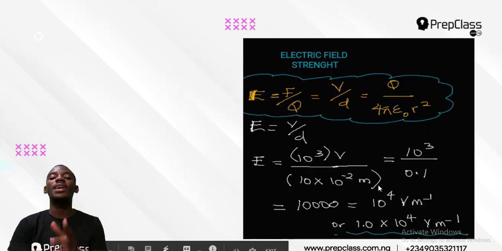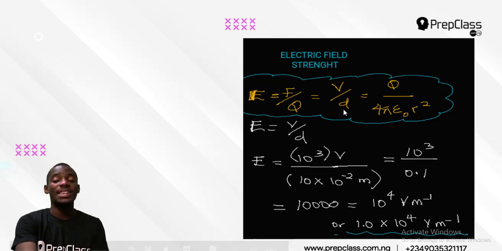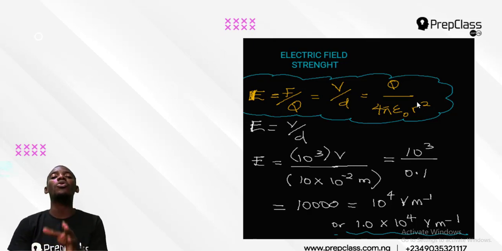This is the formula for electric field. E equals F over Q, or E equals V over d, or E equals Q over 4 pi epsilon naught times r squared. These are the formulas for electric field. Now some of these formulas we might want to pen them out.